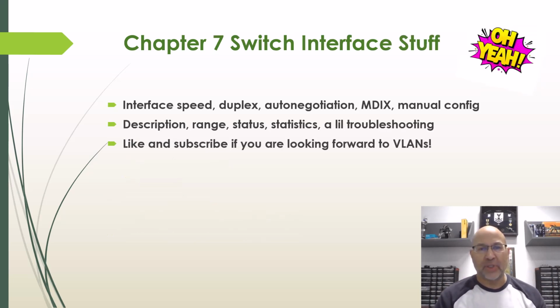Well, this has been Chapter 7, switch interface stuff. So we did speed, we did duplex, we did auto negotiation, MDIX and auto-MDIX, and then we figured out how to do manual configurations. And then we did some additional features like the description and the interface range command. Fabulous command. What a way to save on time and energy and your work. Use that interface range command. Use your status and statistics to help you with duplex mismatches and layer 1 connectivity problems.